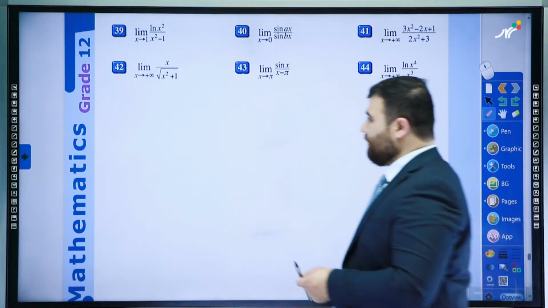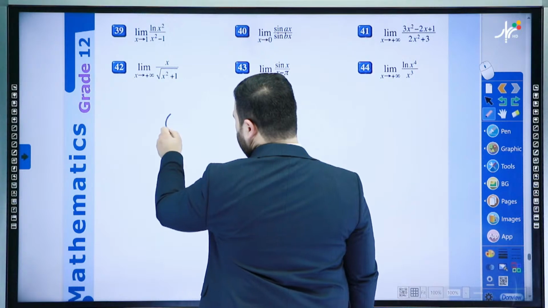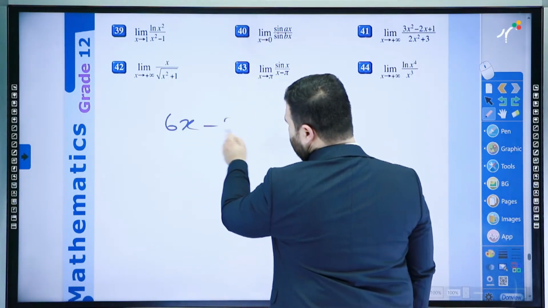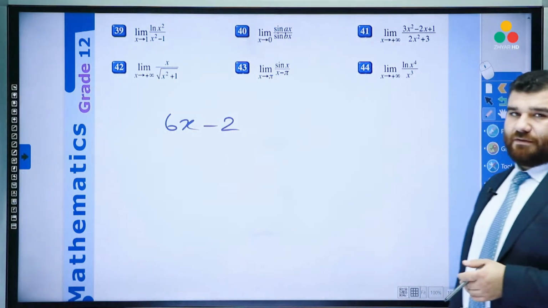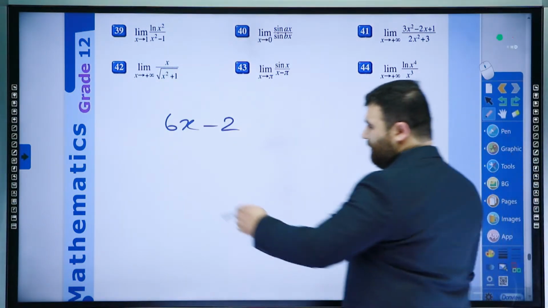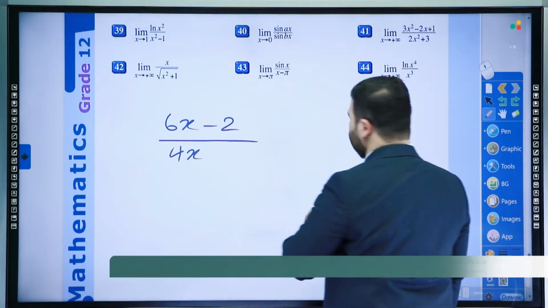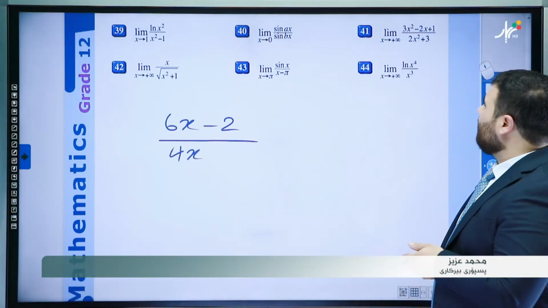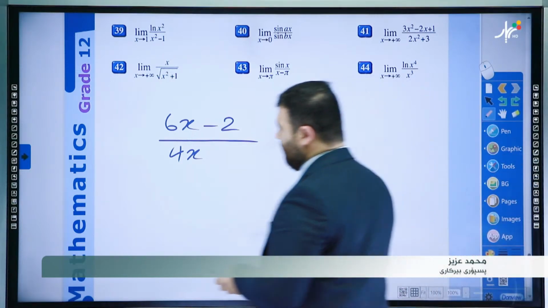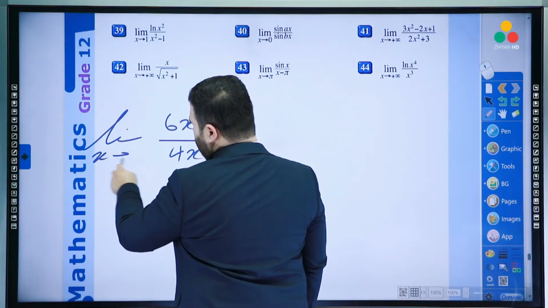Now let's do 41. Using L'Hopital, the derivative of 3x power 2 is 6x, minus the derivative of 2x, which is 2. This is the derivative of up. The derivative of 1 is 0, no need to write. And down is 4x plus 3 is 0. Now the limit tends to infinity if I replace everything with infinity again.